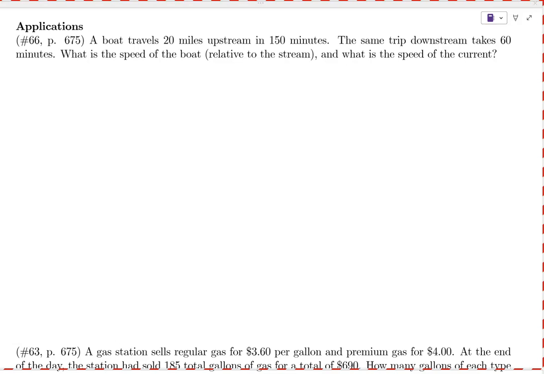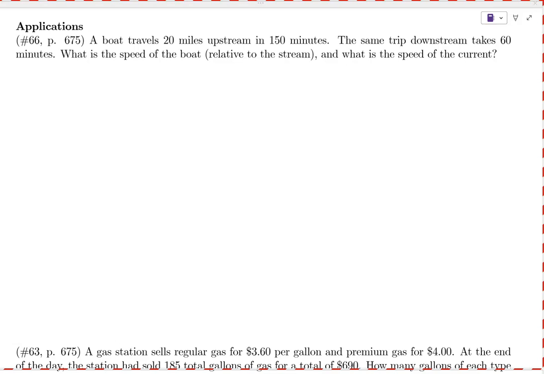So in this one, we've got a boat traveling 20 miles upstream in 150 minutes, and then it travels downstream and it takes 60 minutes. So it wants to know what the speed of the boat is relative to the stream, and then what the speed of the current is. So what it means for that first part is what's the speed of the boat if it were on calm water, not going on a river or a stream or what have you.